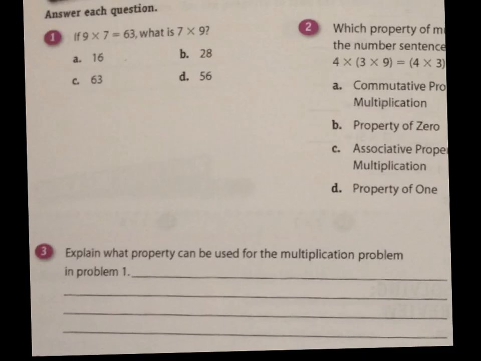Okay, let's go ahead and do the checkup on page 4. It says if 9 times 7 is 63, then 7 times 9 is what? It's also 63, so your answer would be C. Number 3 says explain what property can be used for the multiplication problem in problem 1. Well, the property that states that you can write 9 times 7 or 7 times 9 and still get the same answer is your commutative property of multiplication.